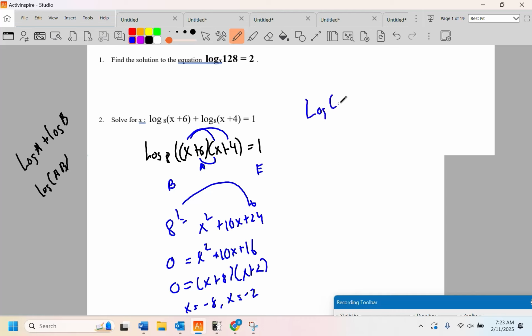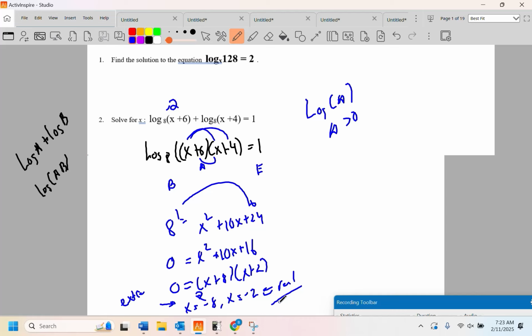I know that a logarithm must have an argument bigger than 0. So if I plug the negative 8 in, I'd have a negative 2, and it fails. That guy is extraneous. If I plug a negative 2 in, it works, real.